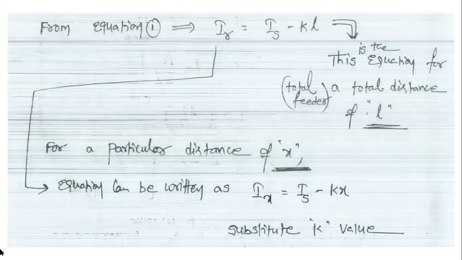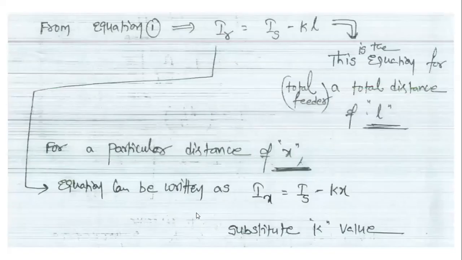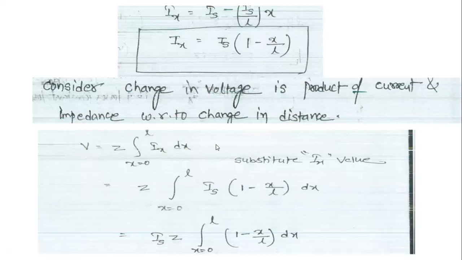Next, substitute the K value. What is the K value? K equal to Is by L. Substitute this value in this equation. Then Ix is equal to Is into 1 minus X by L.